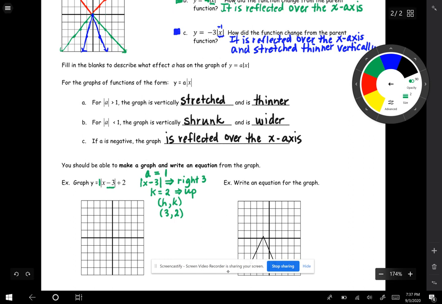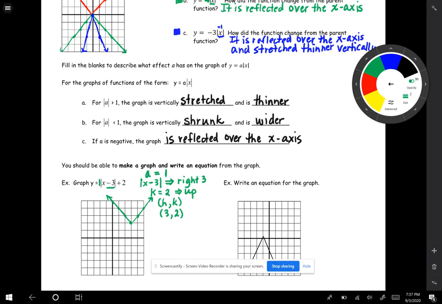So 1, 2, 3. And because A equals 1, it hasn't been stretched. It's the same as the parent. So you just think of A as your slope, so it's just a 1-to-1 ratio. All this graph did was move 3 units to the right, up 2, and then it stayed the same like the parent. It's the same size as the parent. It's just been shifted right and up.